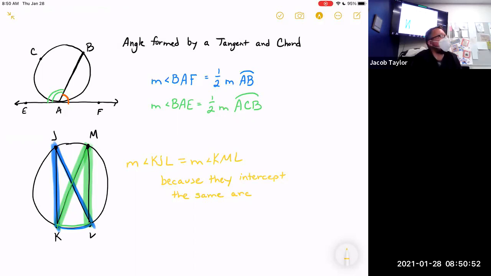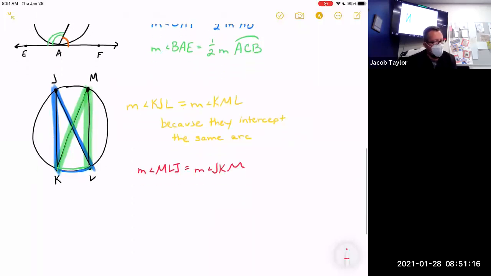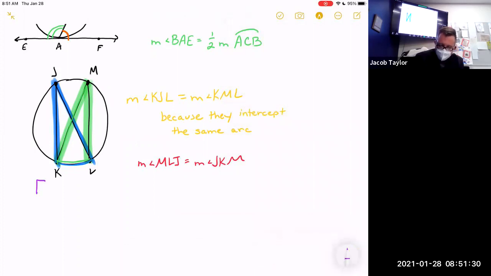That means we have another pair of congruent inscribed angles here, don't we? MLJ and JKM would also be congruent because they intercept the same arc, for the same reason. So this is called, for reasons I cannot explain to you, the first corollary. I guess because they came up with this one first. First corollary to the inscribed angle theorem.